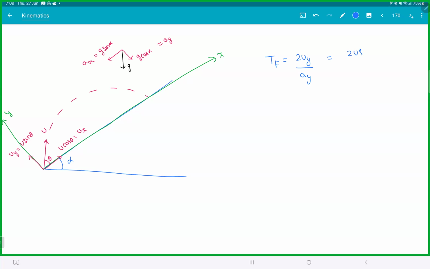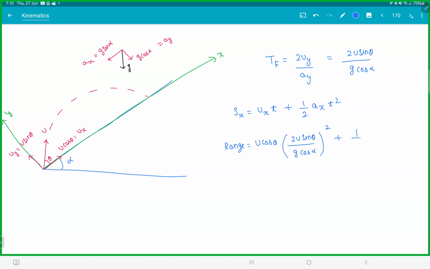u vertical is u sin theta. a vertical is g cos alpha. Isn't it? So in place of g, g cos alpha, in place of u, u sin theta. And your equation sx equals ux t plus half ax t square, the three equations are still valid. So here sx becomes range, ux becomes u cos theta, and t becomes 2u sin theta, the time of flight, by g cos alpha, squared.